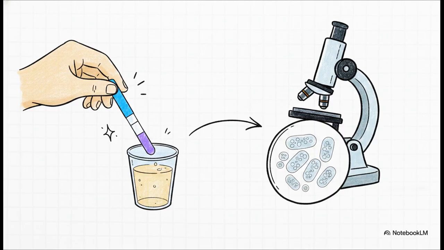But when we actually send that sample to the lab for microscopy, we're hunting for pyuria, white blood cells in the urine. And here is a massive high-yield clue for you. Discovering white blood cell casts under microscopy is highly indicative of kidney involvement, specifically pyelonephritis.